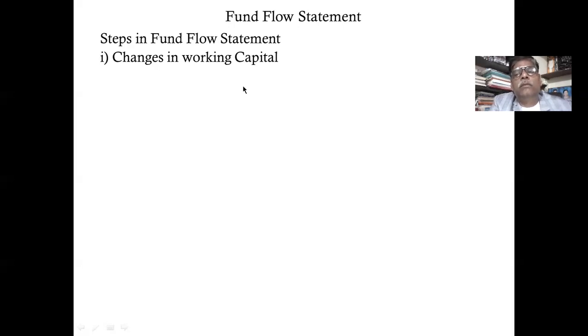Change in the working capital means what is the change in the working capital as compared to previous year. That means you have to take the current year current assets and liabilities, and previous year current assets and current liabilities. On the basis of current year and previous year, you have to calculate the change in the working capital. That is the first requirement in the fund flow statement.